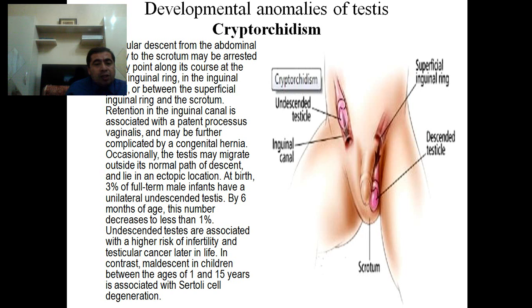At birth, 3% of full-term male infants have a unilateral undescended testis. By 6 months of age, this number, of course, decreases to less than 1%. Undescended testes are associated with a higher risk of infertility and testicular cancer later in life. In contrast, late descent in children between the ages of 1 and 15 years is associated with Sertoli cell degeneration.